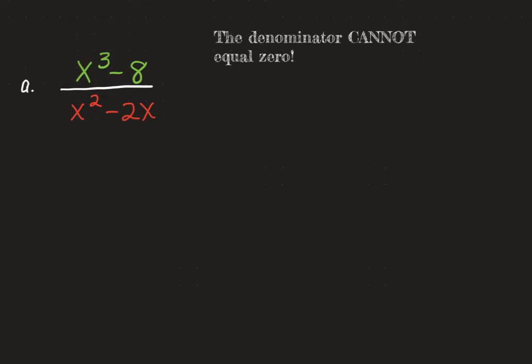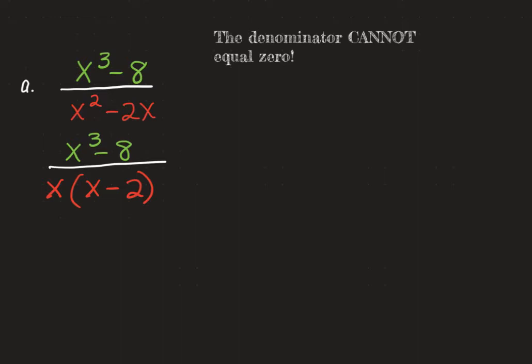Now, how are we going to figure that out? Well, the first thing we need to do is use our rules of factoring polynomials. I'm going to leave the numerator alone for now, and I'm just going to factor the denominator. I have a greatest common factor in that denominator of x. So my denominator can be expressed as x times the quantity x minus 2.